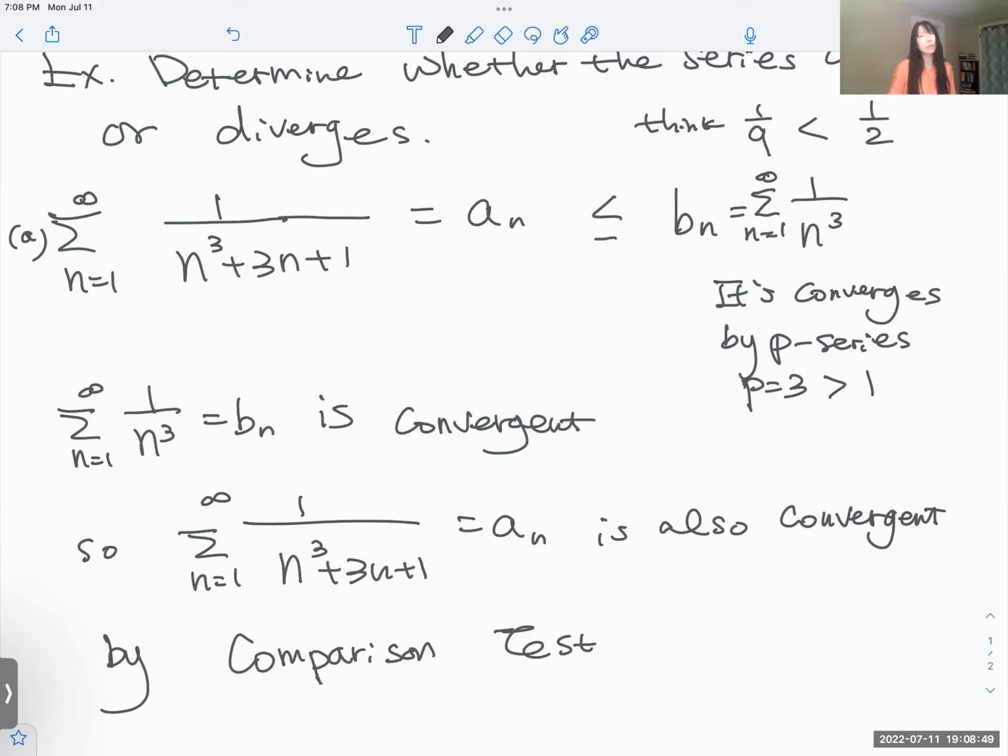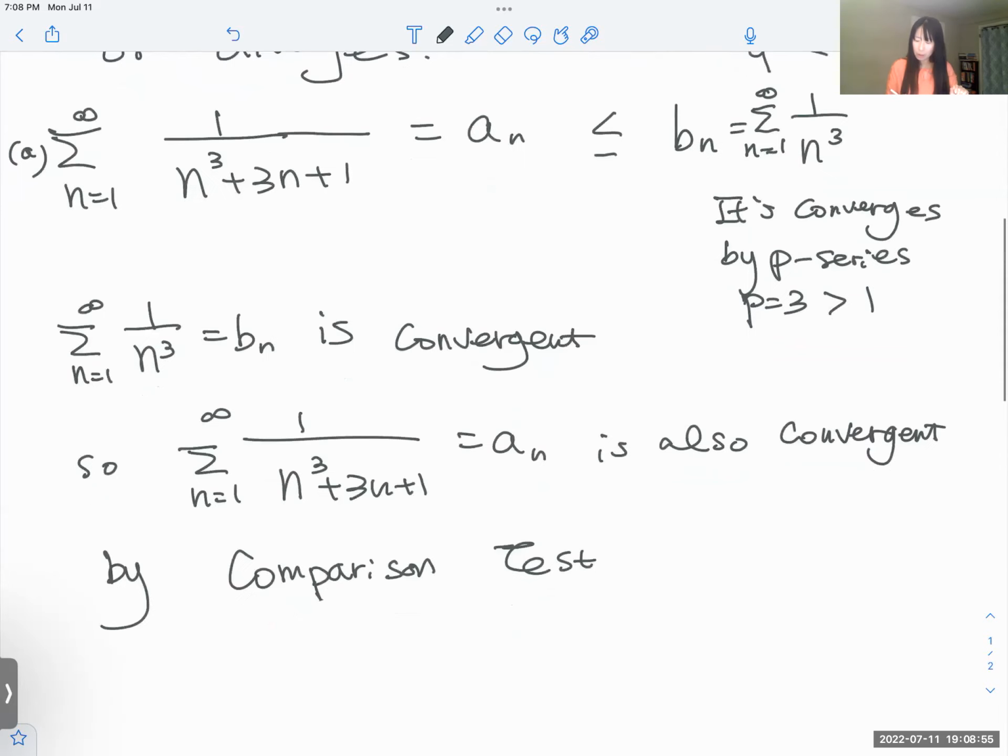All right. So you guys understand which one is bigger, which one is smaller, right? Okay, let us do second part. We have the sum from n equals 1 to infinity of 1 over 2 to the n plus 1. Okay, this is A sub n.